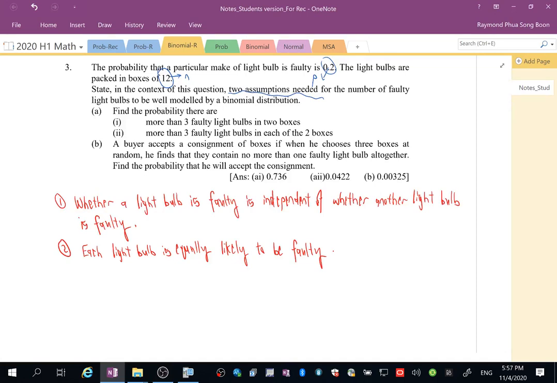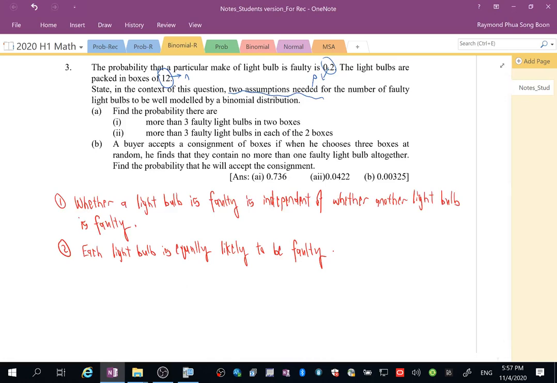The first condition is a finite number of trials. This is already stated in the question, that there is a finite number of trials, 12. So we do not need to assume this. The second condition is that there are only two possible outcomes. In this case, it is understood that each light bulb is either faulty or not faulty. So we also do not need to make this an assumption. Therefore, the two assumptions needed will be the third and fourth conditions.